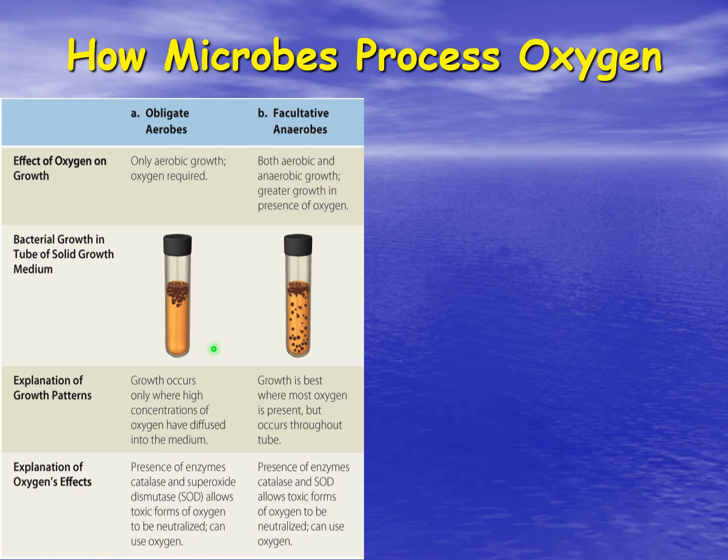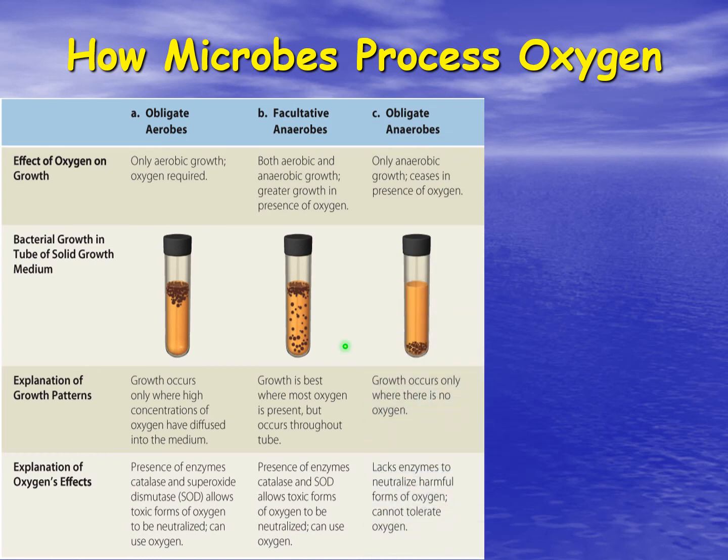If you're a facultative anaerobe, I said these guys prefer oxygen. So you're going to see the best growth right up here at the top because that's where the oxygen is. But they'll grow throughout the rest of the media because they switch over to anaerobic respiration, and so they can grow down here where there's very little oxygen as well. Obligate anaerobes don't want anything to do with the oxygen at the top, so they're going to grow right at the bottom of the tube.